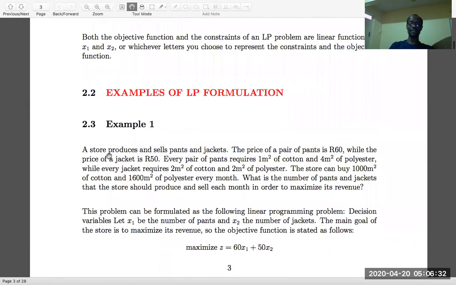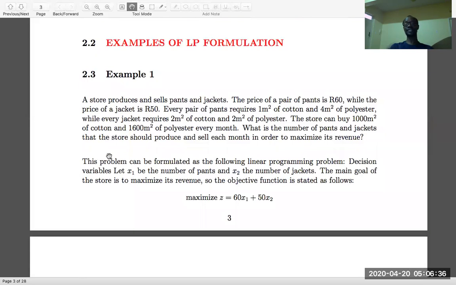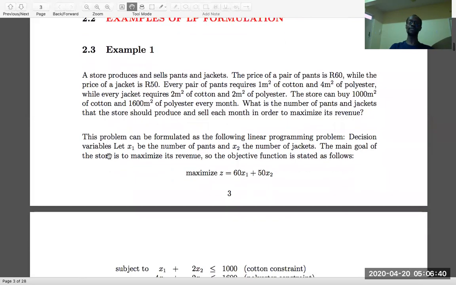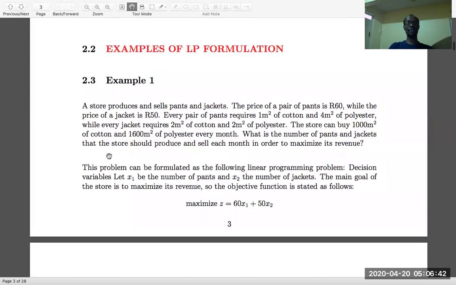Right, so an example of LP formulation. We'll start by looking at a simple example. This is just a recap of what we have done before, so I will be moving a little bit fast when I'm discussing this part.